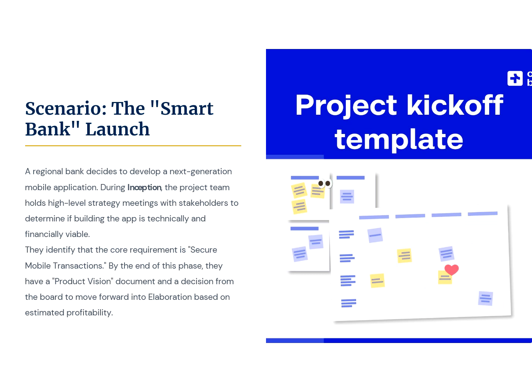So I have basically summarized. Let me read the slide quickly. For example, a regional bank decides to develop a next generation mobile application. During inception, the project team holds high level strategy meetings with stakeholders to determine if building the app is technically and financially viable. They identify that the core requirement is, as I mentioned in the start, secure mobile transactions. So by the end of this phase, they have a product vision document and a decision from the board to move forward into elaboration based on the estimated profitability.